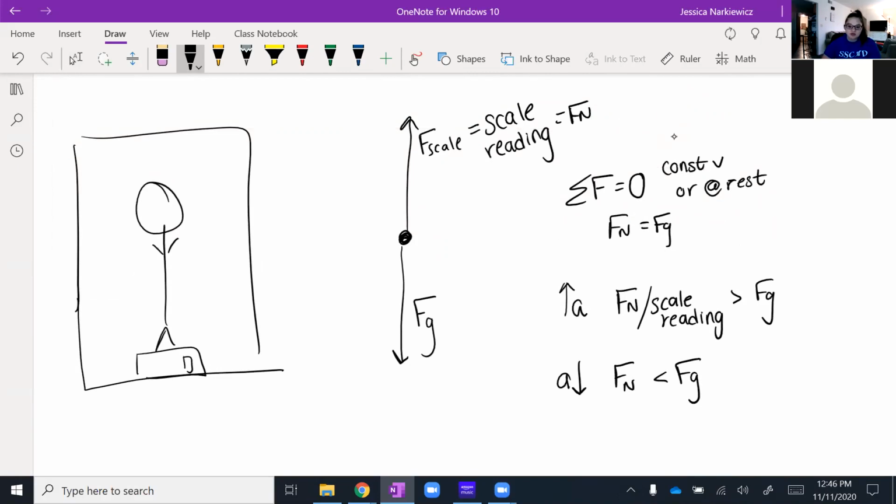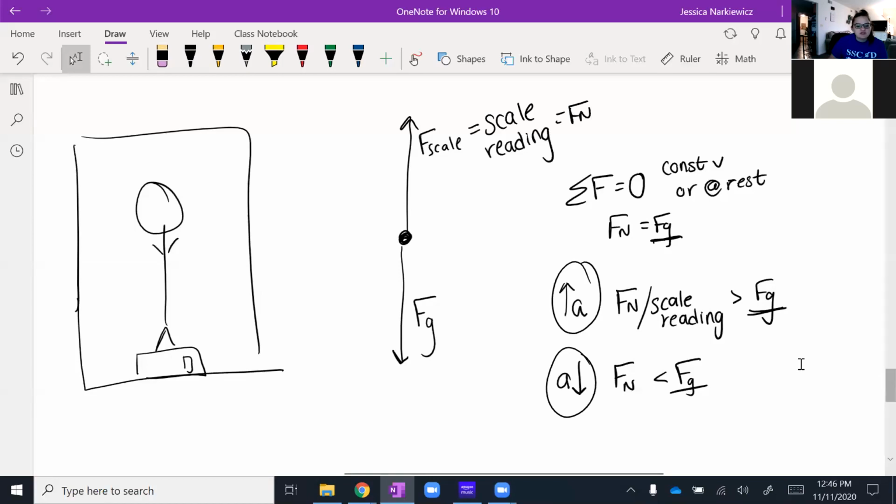So the larger force has to be Fg. Now, Fg is the same in every single one of these situations. Fg is always the constant value. It's the normal force that's changing. Okay. Now, notice how I didn't talk about direction of motion at all. It doesn't matter whether the elevator is moving up or moving down. What matters is the direction of the acceleration.